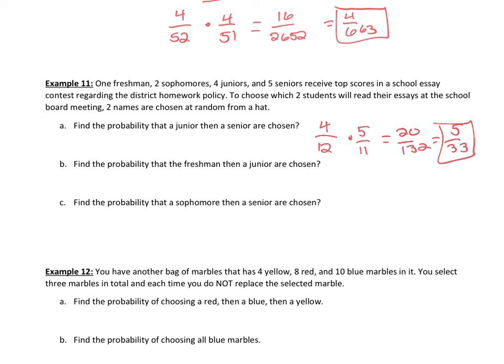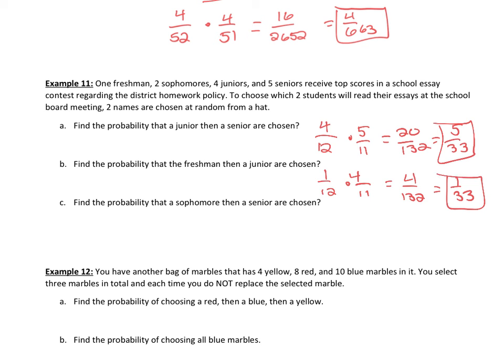Find the probability that a freshman, then a junior are chosen. Well, freshman, there was only 1 of those. So if we get that freshman first, we now only have 11 to get our junior. So 4 out of 11, that would be 4 out of 132, which would simplify to a 1 out of 33.